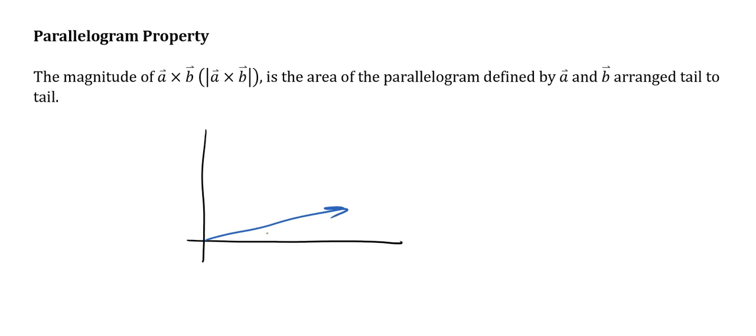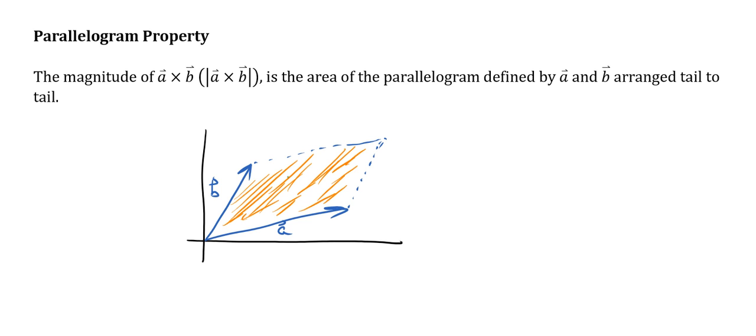So if I call this A, doesn't really matter, and I call this B, I would extend these over and think about the parallelogram area that's being mapped out. And as I change B or A, that's going to change that parallelogram. So the area is equal to the magnitude of the cross product of those two vectors. Has to be magnitude because a cross product gives us a vector, so it's not just equal to the vector.